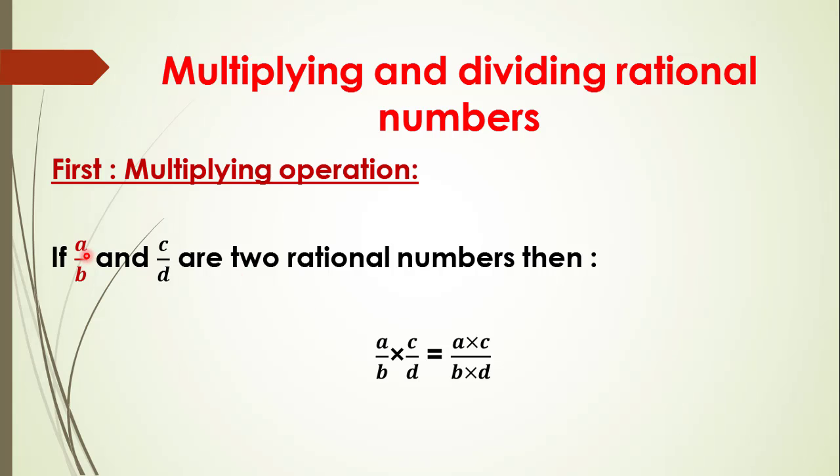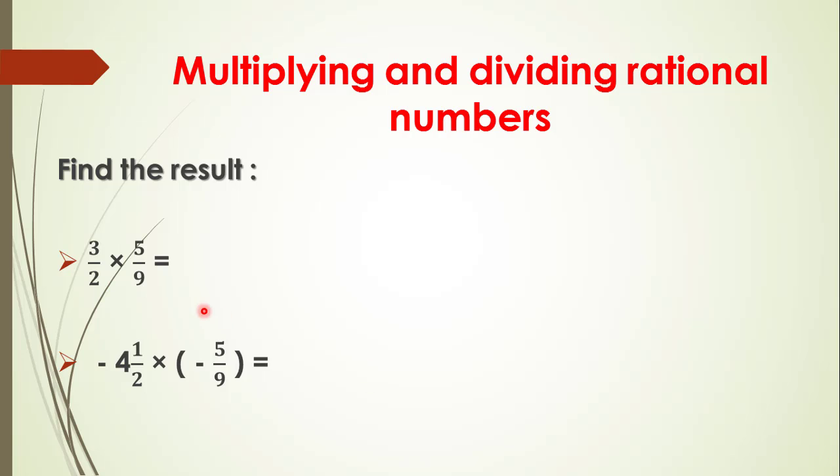If you want to multiply a over b times c over d, like fractions, I'll multiply a times c over b times d. Okay, here for example, I have 3 over 2 times 5 over 9. So I'll multiply 3 times 5 and 2 times 9. It will be 15 over 18. Then I should simplify. Here I'll divide by 3 up and down to get 5 over 6. Also, you can simplify from the beginning here, dividing by 3, 3 and 9.